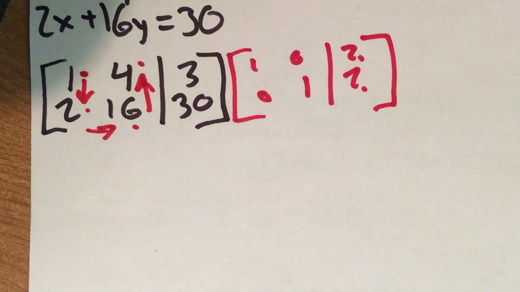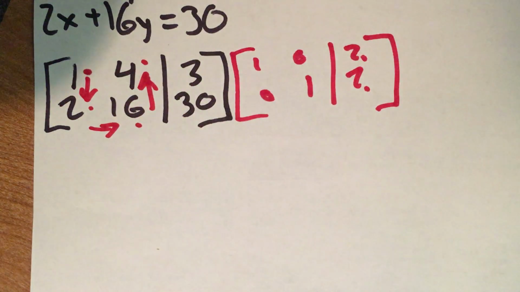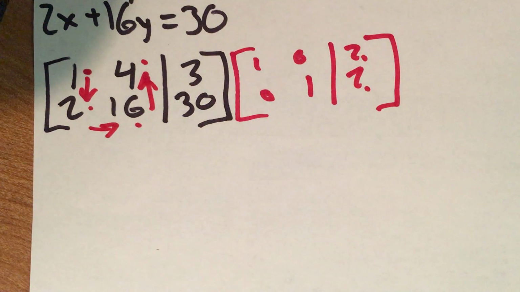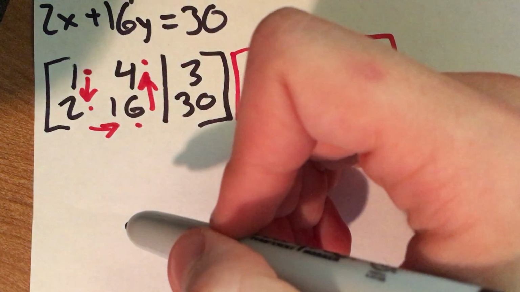So we already have a 1 in the first spot, so we can move to the 2, and that 2 needs to be a 0. So you need to do row operations, and that's just finding the best way to get this 2 to be a 0. And how can we do that?